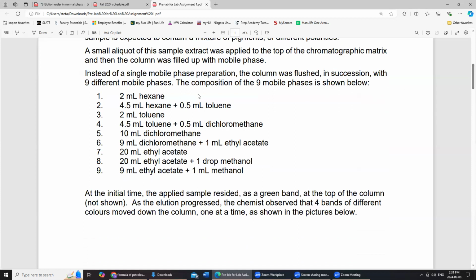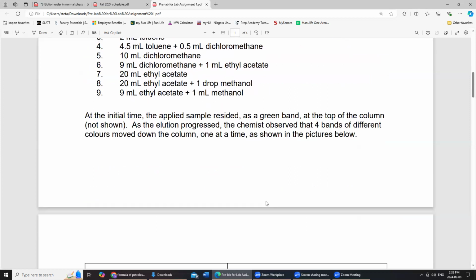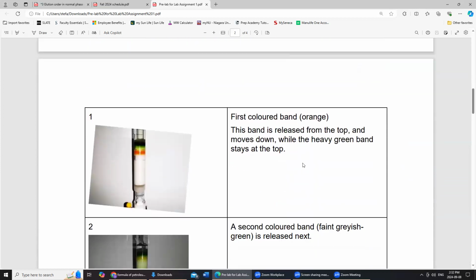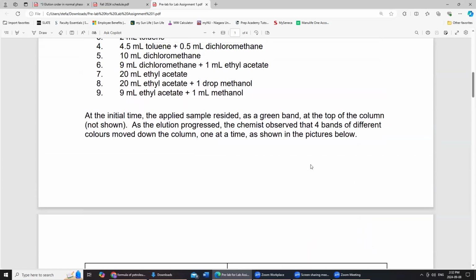So it looks like they used 9 different mobile phases. They did a gradient of phases, so they're slowly increasing the polarity. So 2 mLs of hexane is first, then hexane and toluene, then toluene by itself, then toluene and dichloromethane, then just dichloromethane, then dichloromethane and ethyl acetate, and just ethyl acetate, then ethyl acetate and methanol, and then ethyl acetate and 1 milliliter of methanol. So as we go down, you guys will happen to see, right?